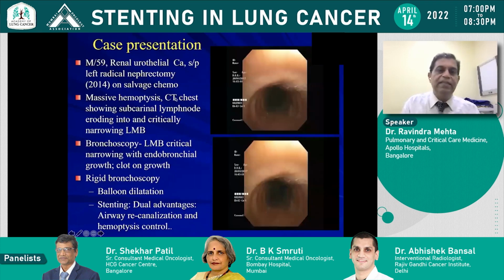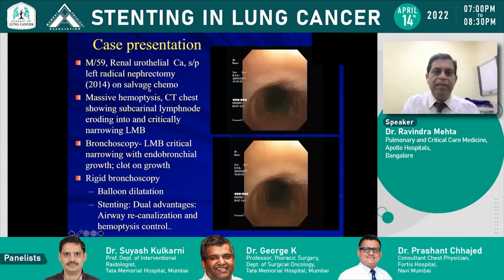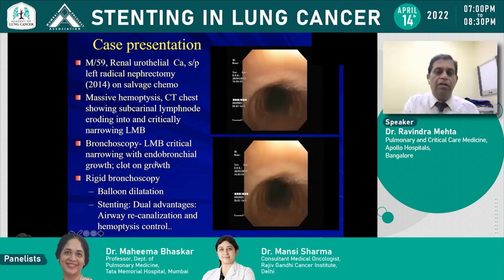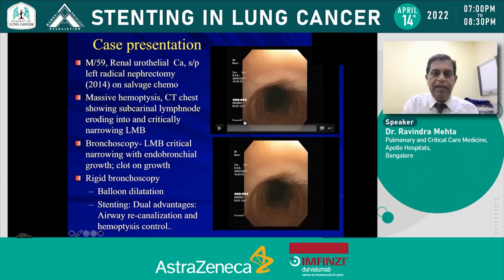The case is an interesting prototype which epitomizes these principles. A 59-year-old with a renal cell CA after nephrectomy gets hemoptysis, has a CT scan showing a node going into the left main bronchus and narrowing it. Bronchoscopy also shows a narrowed left main bronchus, which will show you a big problem over there. What do we do? Dual problem of both airway obstruction and recanalization.